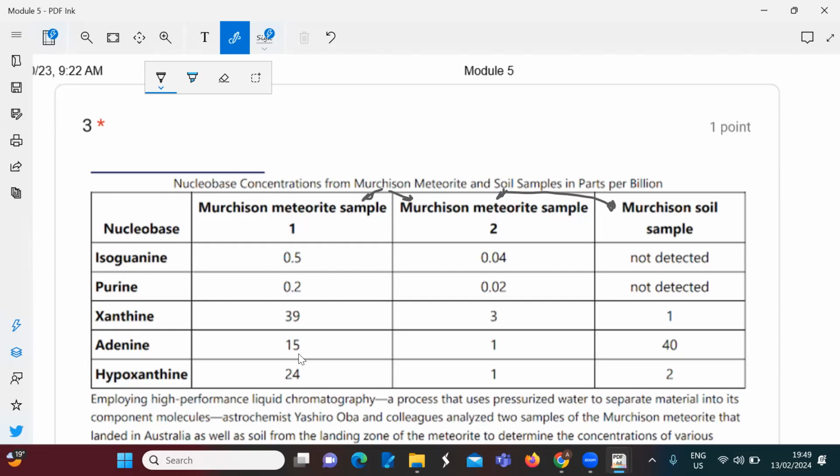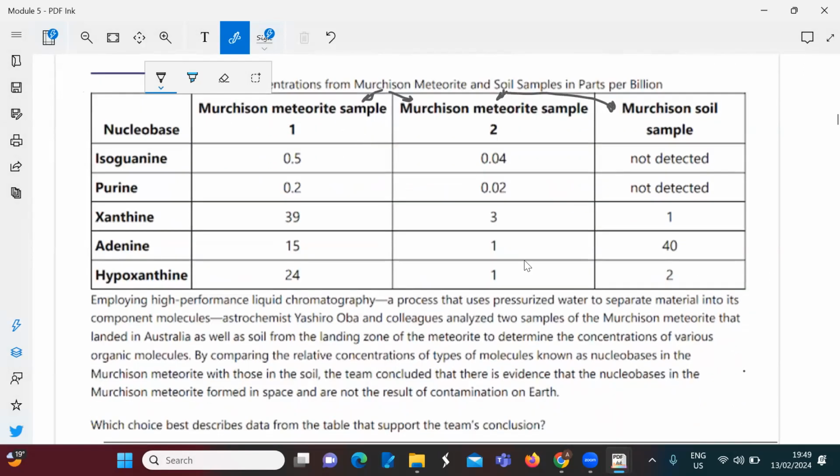We don't go deeper into the details and numbers. We just read the units and try to understand what the text will be about, and then we read the question. The question asks about supporting what? The team's conclusion. So we can go directly to the team's conclusion.